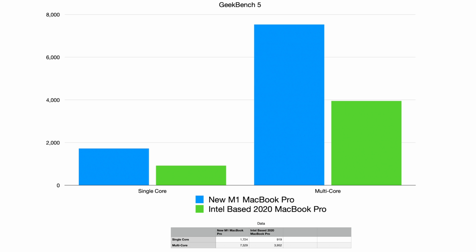All right, and the next test is Geekbench 5. If we take a look at the single core scores, the new M1 gets 1724 versus only 919 for the Intel-based. And then multi-core for the M1 is 7529 versus only 3952 for the Intel. So again, you can see the big differences here, and this is Geekbench 5.